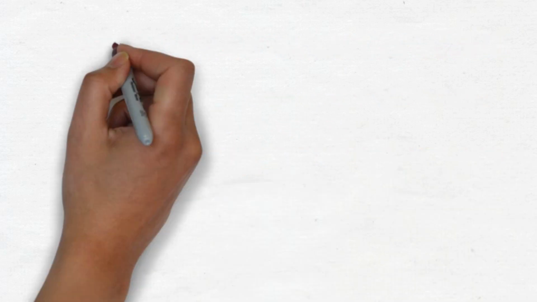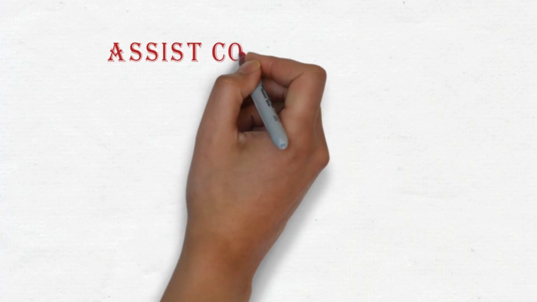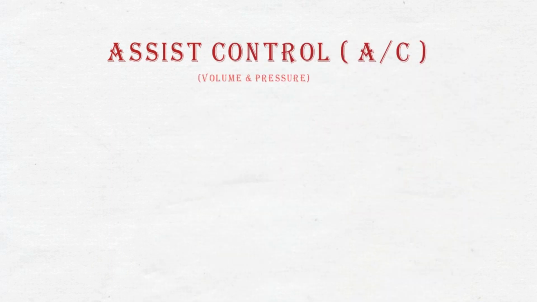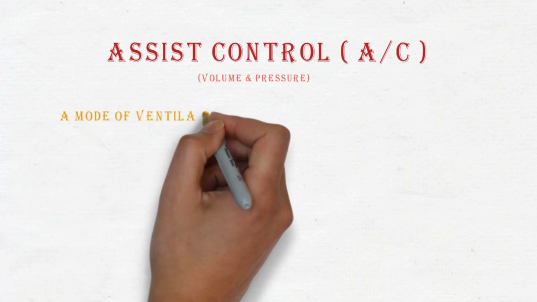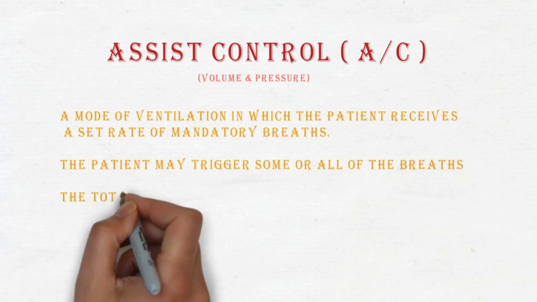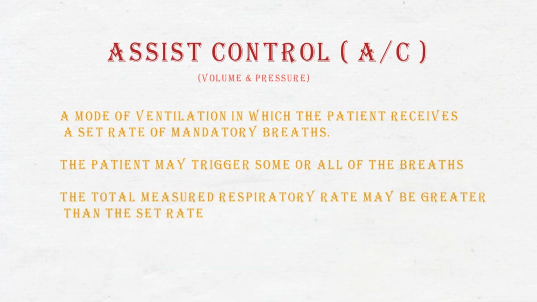The second one, that is the assist control, volume and pressure, is a mode of ventilation in which the patient receives a set of mandatory breaths. The patient may trigger some or all of the breaths. The total measured respiratory rate may be greater than the set rate.